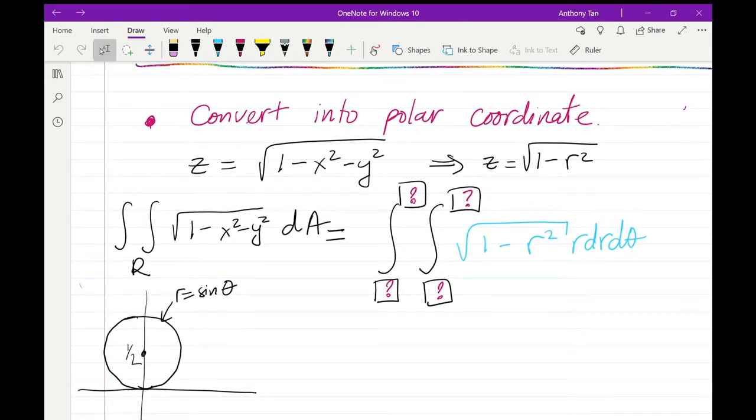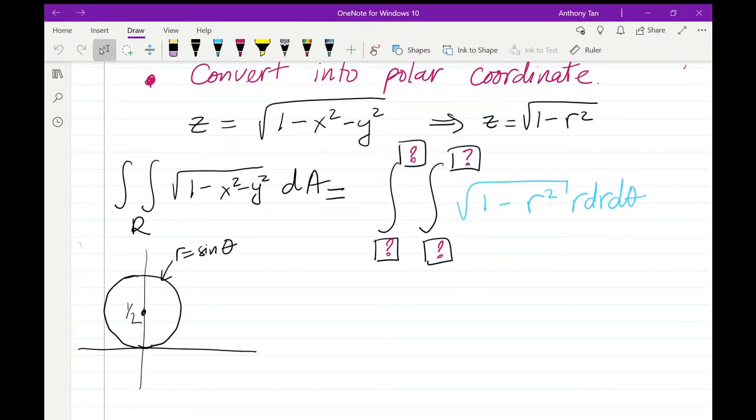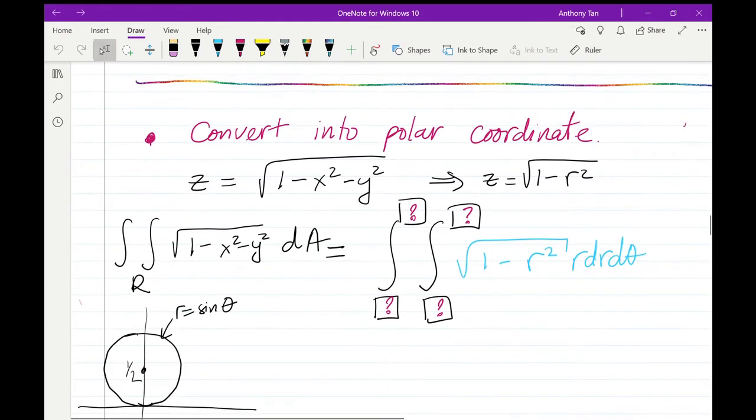Now we have to convert the surface of the function that they gave us into polar form. Remember that x squared plus y squared is r squared. So instead of z being the square root of 1 minus x squared minus y squared, we could write z equals the square root of 1 minus r squared. So the integrand now can be written as the square root of 1 minus r squared. dA is r dr d theta.